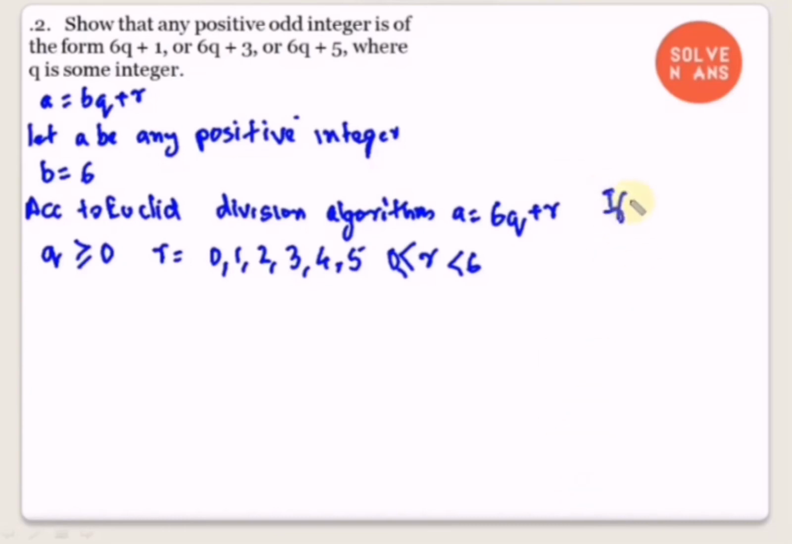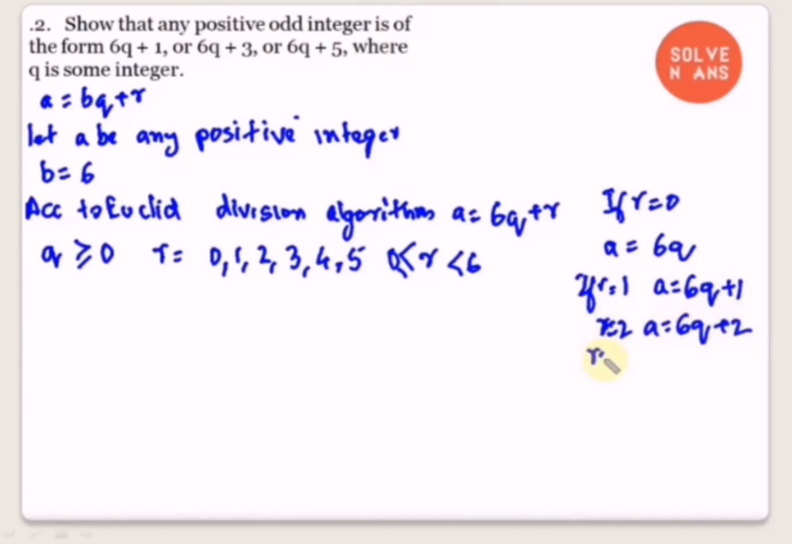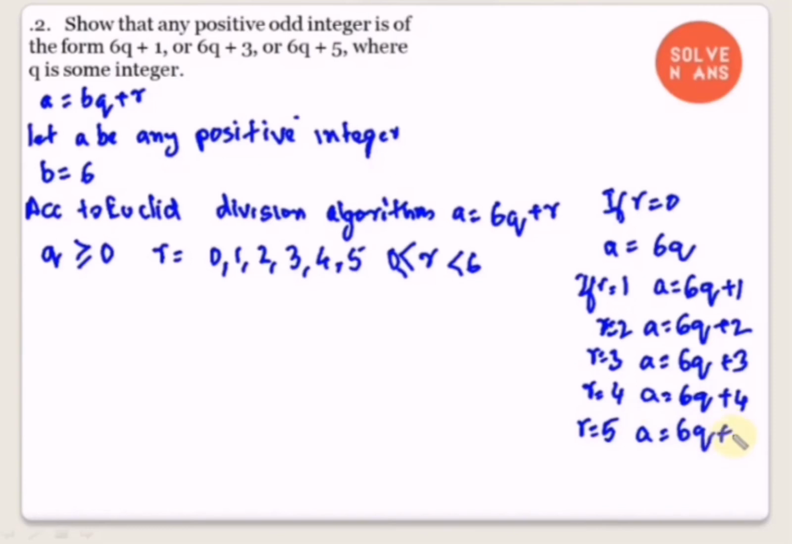So if r is 0, what answer will I get? a is equal to 6q. If r is 1, then a will be 6q plus 1. If r is 2, a will be 6q plus 2. If r is 3, a will be 6q plus 3. If r is 4, a will be 6q plus 4. If r is 5, a will be 6q plus 5. So now you see you are getting somewhat similar answers to those given over here.